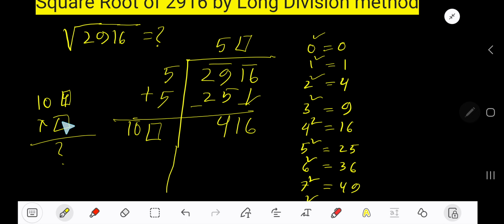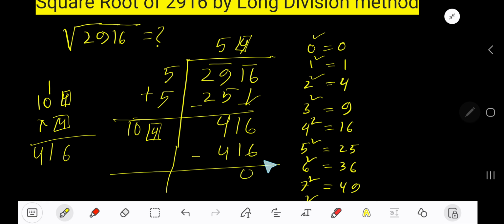If you take 4, then what will happen? 4 times 4, 16. Write 6. Carry 1 to the next column. 4 times 0, 0 plus 1, 1. 4 times 1, 4. 416, which is equal to this. So our guessing number 4 is correct. 4 times 104 gives us 416.